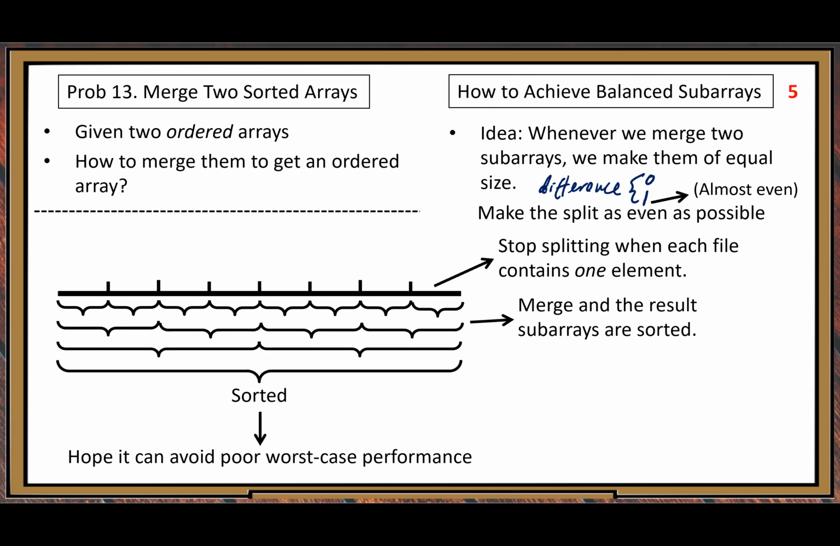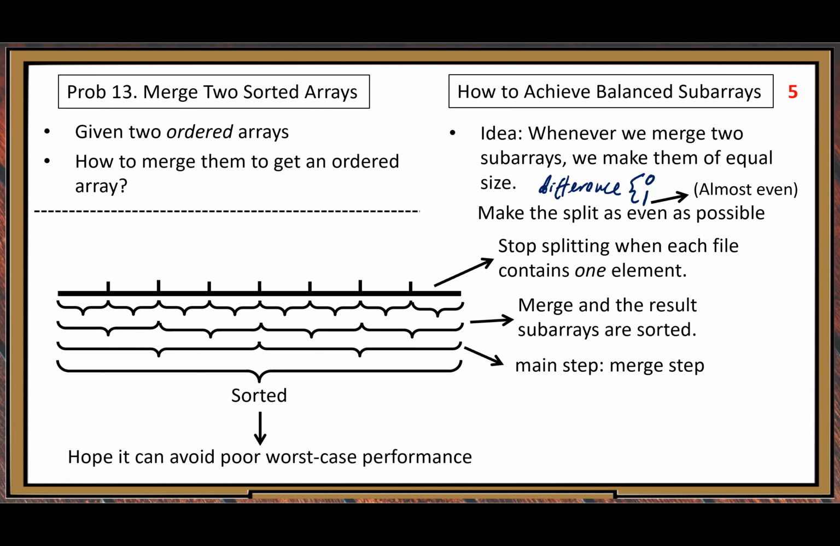We hope it can avoid poor worst case performance. Yes, because we do the even splitting, so we try our best to avoid unbalanced data distribution. Later you will see that in this way, the merge sort definitely avoids poor worst case. I will explain that part later.